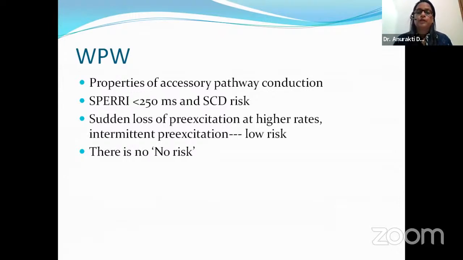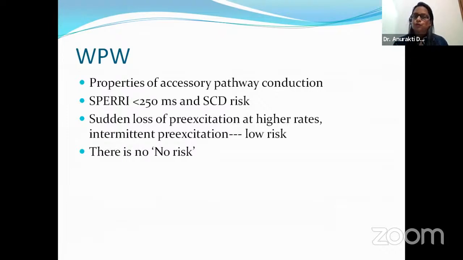So exercise stress testing definitely helps us to find out sudden loss of pre-excitation at higher rates, and whether there is an intermittent pre-excitation. We can see that in exercise stress testing, but ambulatory cardiac monitoring also can show us similar data in day-to-day life when the heart rate goes higher, whether there is still pre-excitation persisting or not, and what is the shortest pre-excited RR interval, which should be more than 250, which we actually calculate in the EP lab.